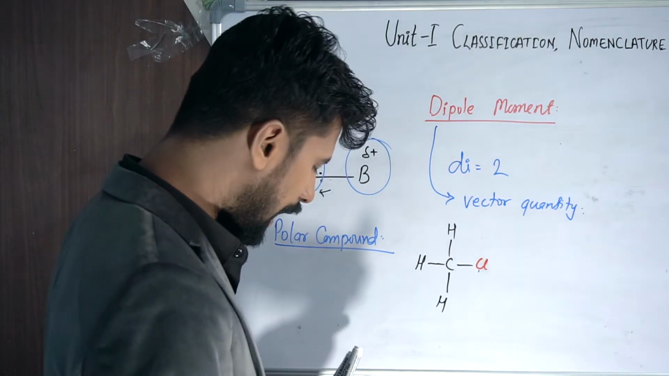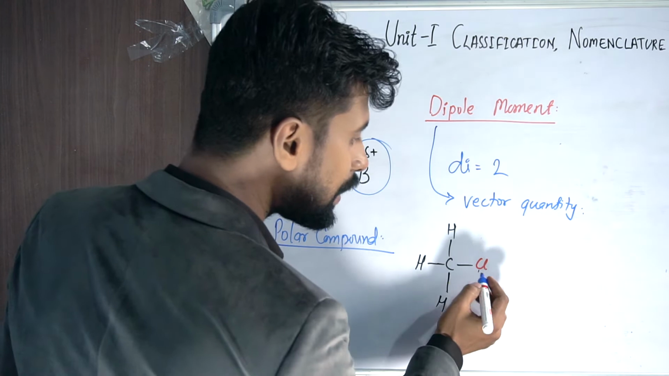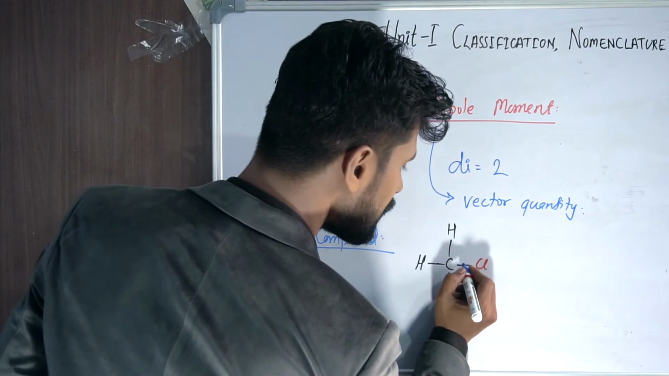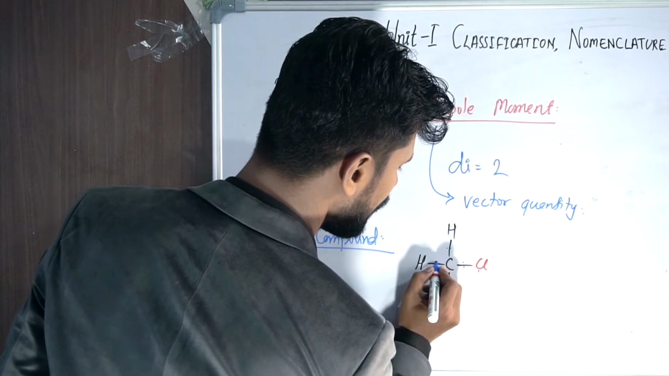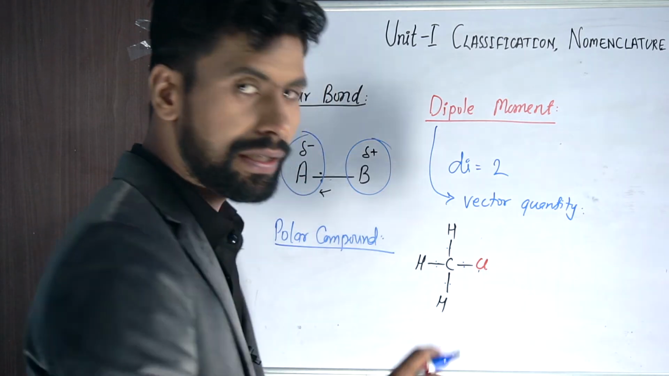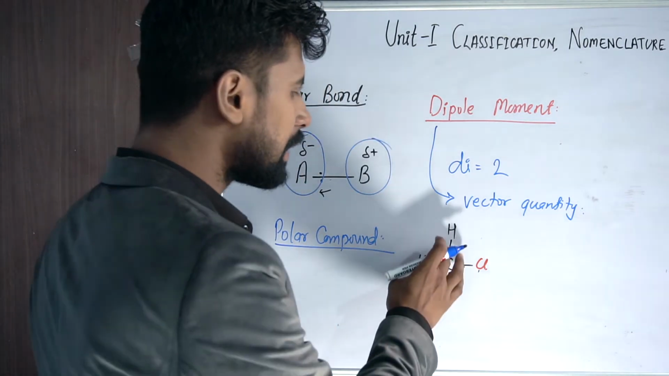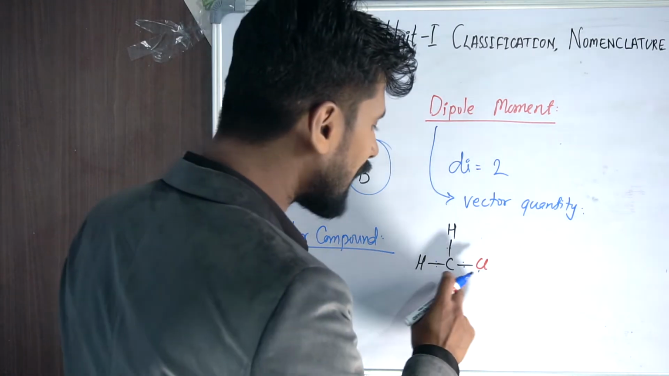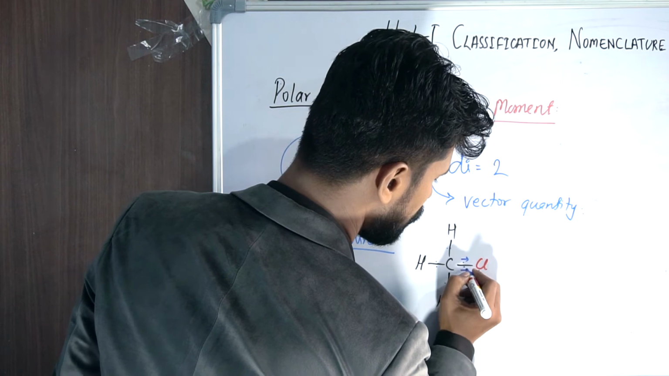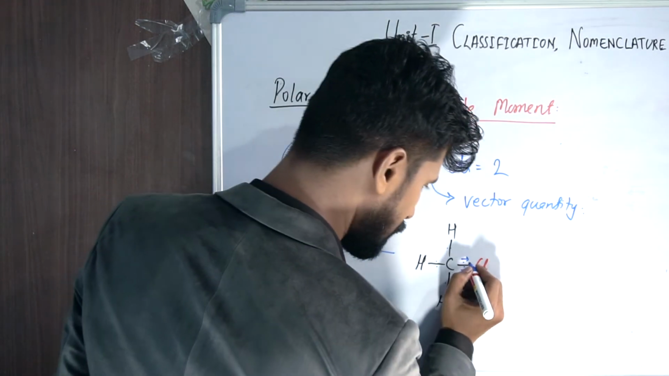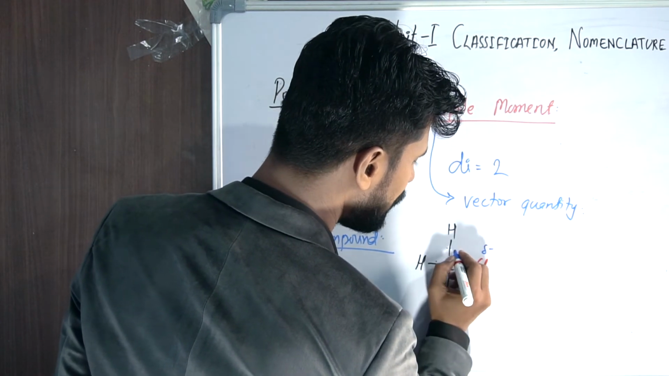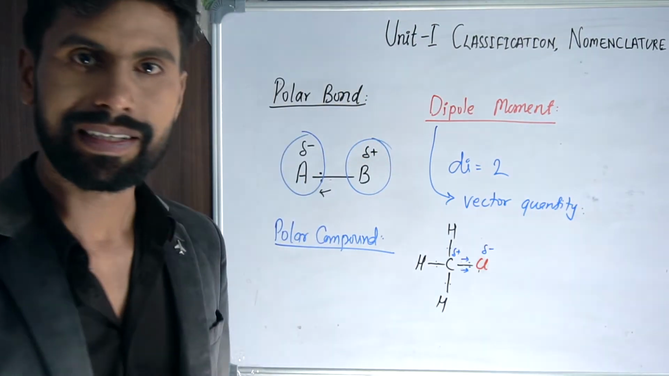You know that chlorine is more electronegative than carbon. Here is a bonding electron, here is also a bonding electron, and here too. Since carbon and hydrogen have the same electronegativity, the bonding electron will not move. But between carbon and chlorine, chlorine is more electronegative, so the bonding electron will shift towards the chlorine side. As a result, delta negative will develop on chlorine and delta positive will develop on carbon.